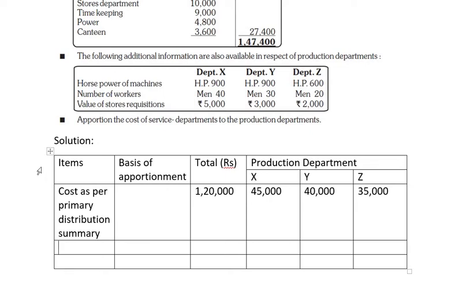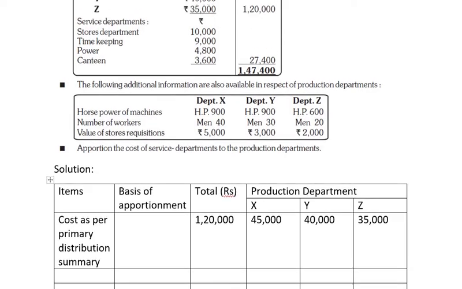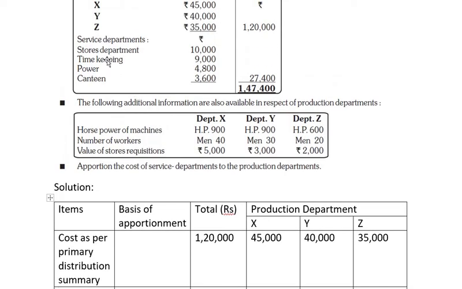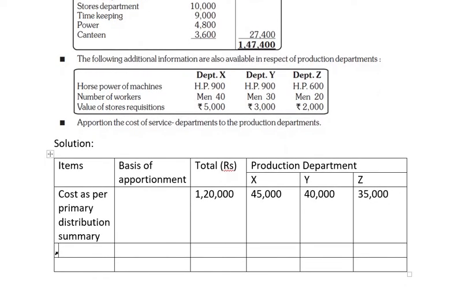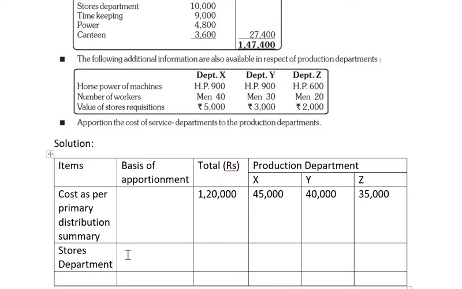Now we have to distribute all the expenses of service department among the production departments. If we see the expenses of service department, the first expense is store department. So first of all we have to distribute this 10,000 among the 3 production departments. So first of all we have to distribute the stores department expenses. Now store department expenses is 10,000 and this 10,000 is to be divided as per store requisition.